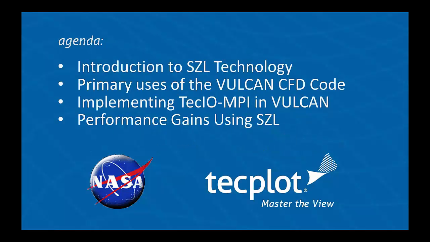Today, I will start by giving an introduction to Tecplot's SZL technology. SZL is the basis for the work, the TecIO-MPI work that Rob has done. And then Rob will take over and we'll talk about the VULCAN code, the primary uses of the VULCAN code, and the implementation of TecIO-MPI in the VULCAN code, and then performance mostly on the writing side that he obtained using TecIO-MPI in the VULCAN code.